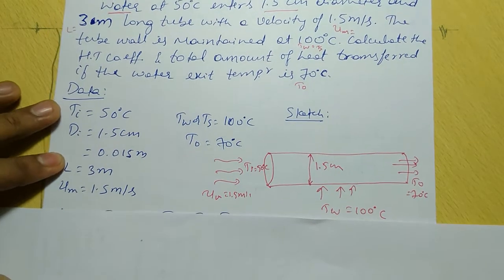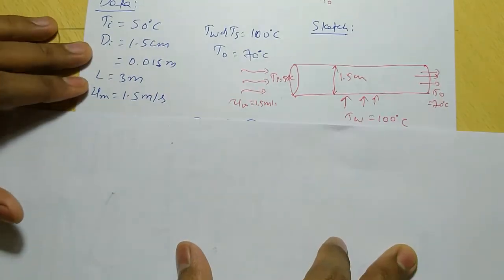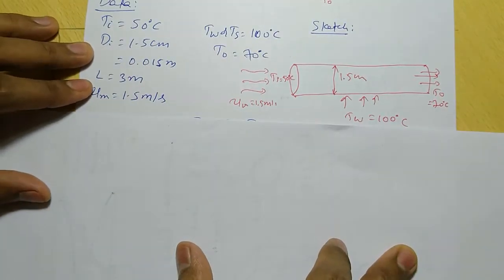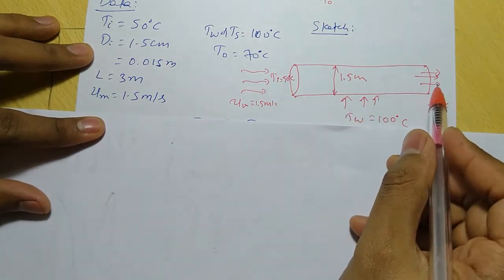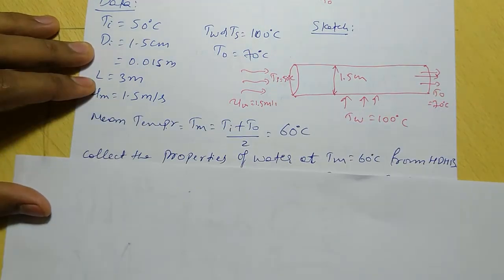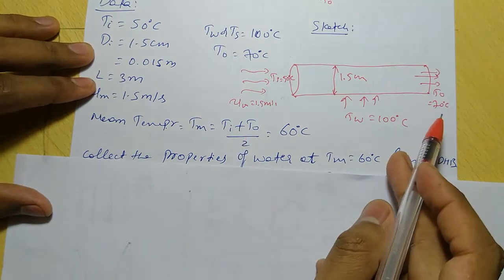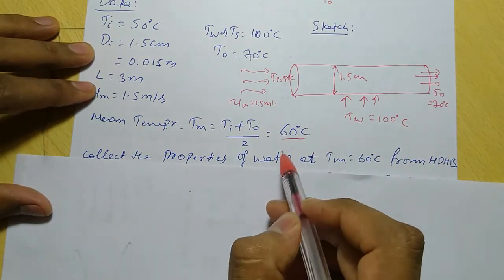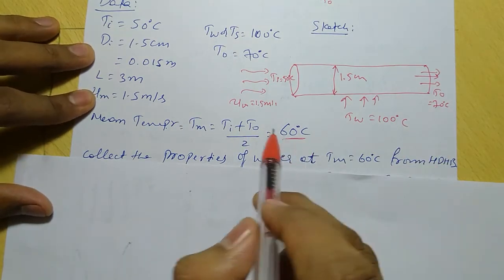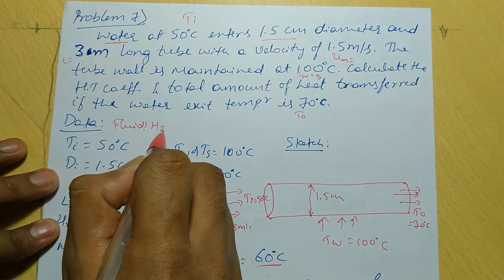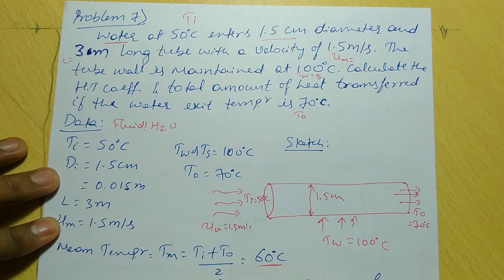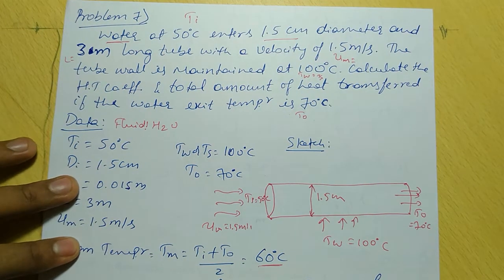Once you collect the data, the next step is to find the mean temperature. Tm equals the inlet temperature of the fluid plus the outlet temperature of the fluid, divided by 2. That is 50 plus 70 is 120, divided by 2 is 60 degrees centigrade. Now collect the properties of the fluid. Here the fluid is water, so collect the properties of water at 60 degrees centigrade from the data handbook.